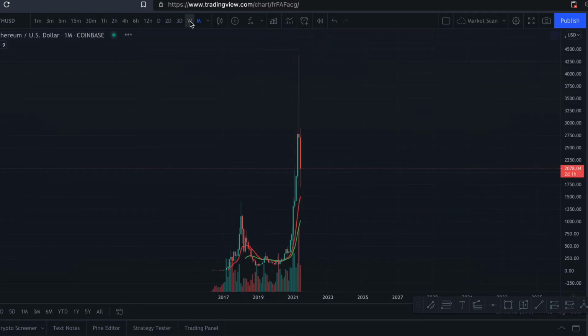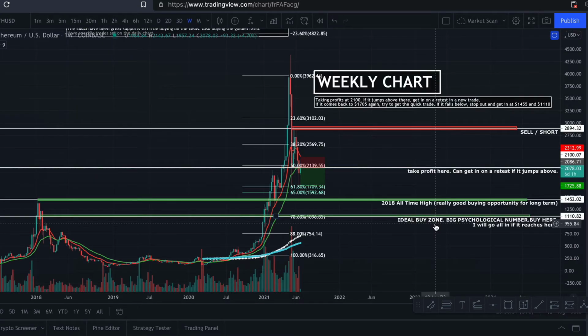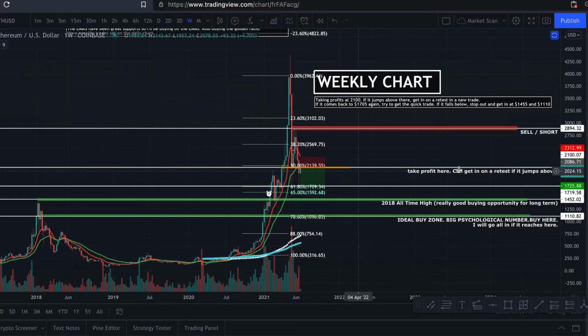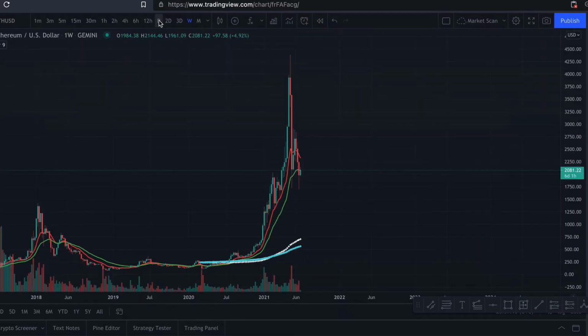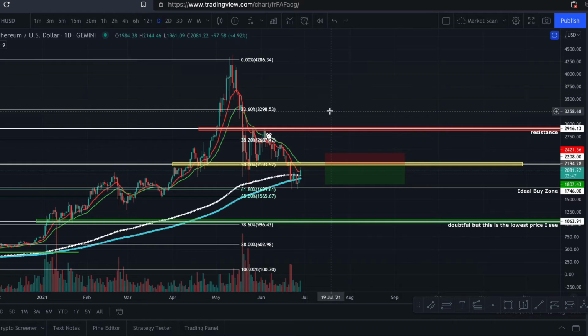If we go into the weekly chart, you get a little bit more clarity, and the weekly chart says take profit here, and you can get in on the retest if it jumps above it. So I'm actually beginning to stack my shorts in around 2,100. Then I go down into the daily chart, and right around here is where I'm gonna start loading up my short positions to get down back over here, and then possibly it might come down to reach the $1,000 mark.